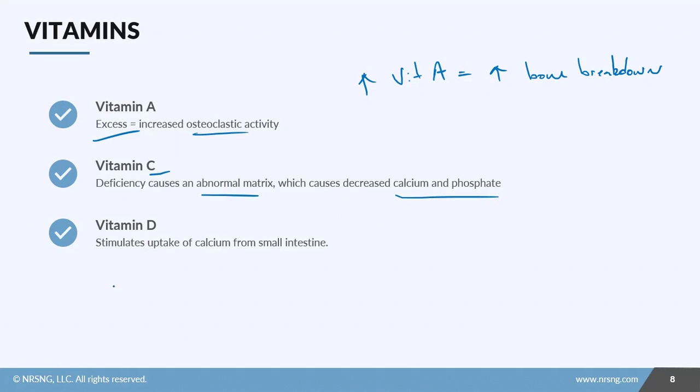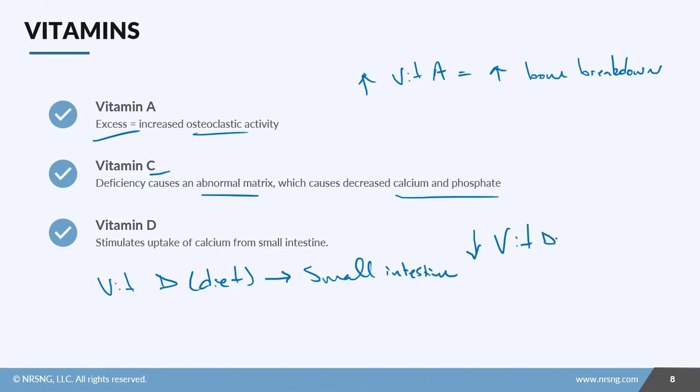Vitamin D, what happens is we get vitamin D from our diet, and it goes into the small intestine. And if there is no vitamin D or it's deficient, we can't pull the calcium and therefore send it to the bones like we need to. So a decrease in vitamin D equals a decrease in bone.